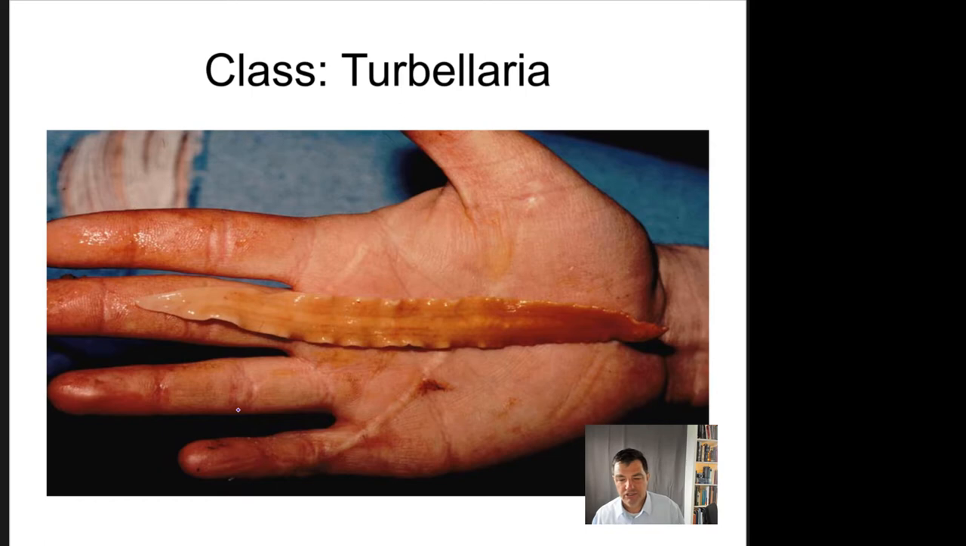Here's another turbellarian here. It's on the person's hand just to show you sort of size reference of it. Sometimes I like to say it's a parasite and they pulled it out and everyone gets freaked out by it, but it's not.